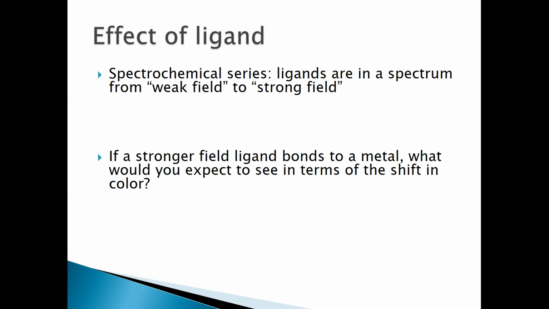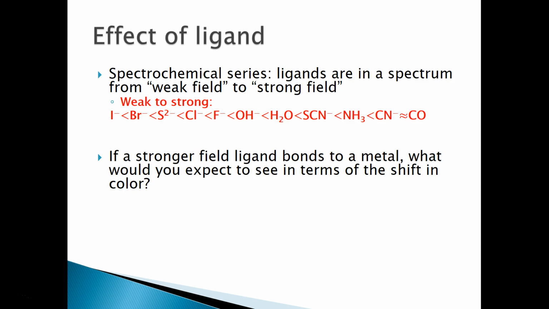And finally, the effect of the ligand. So some ligands are considered weak field ligands and some are considered strong field ligands. And we can look at what is known as a spectrochemical series. The spectrochemical series is a spectrum that shows all the ligands we're going to be dealing with in this class from weak field to strong field. So iodide is the weakest ligand and cyanide ion or carbon monoxide are the strongest. So weak ligands will give less splitting than strong.